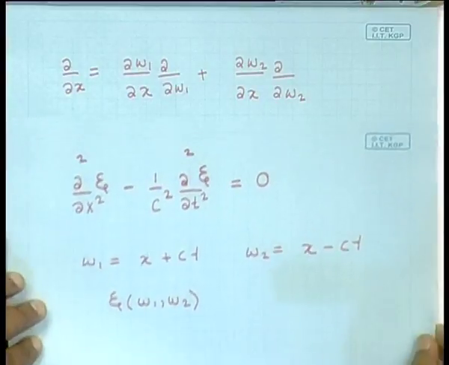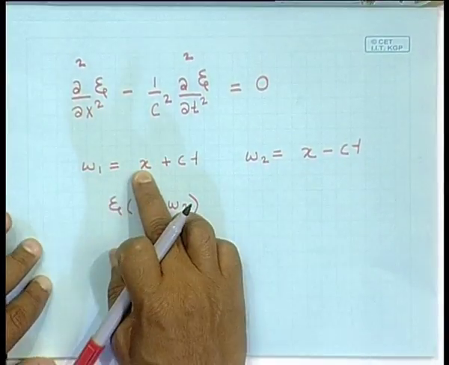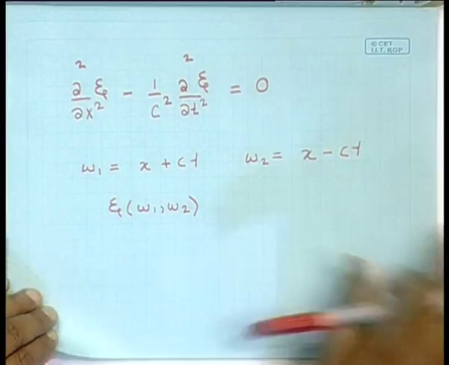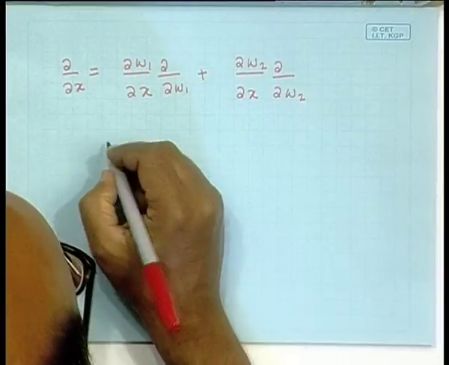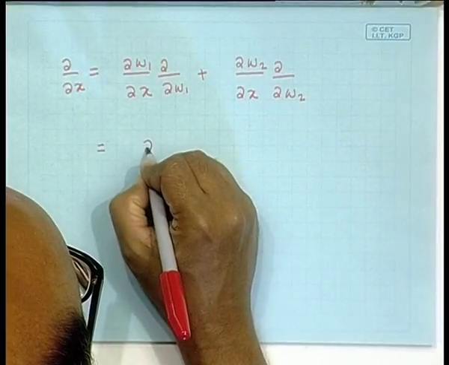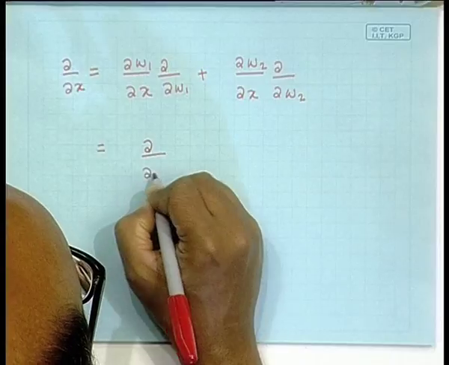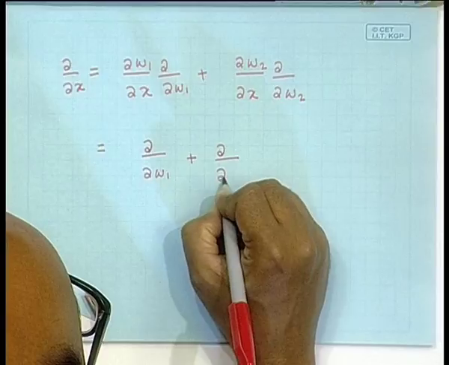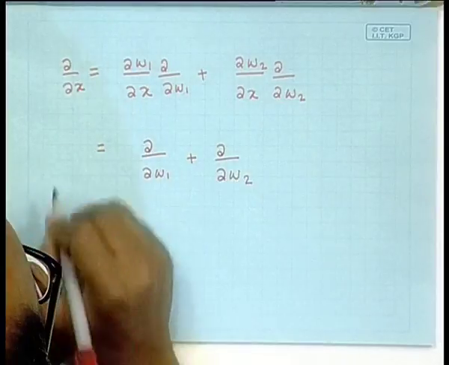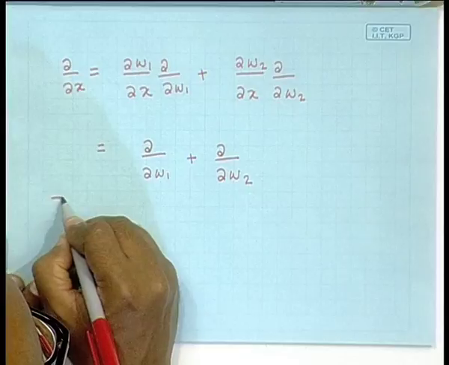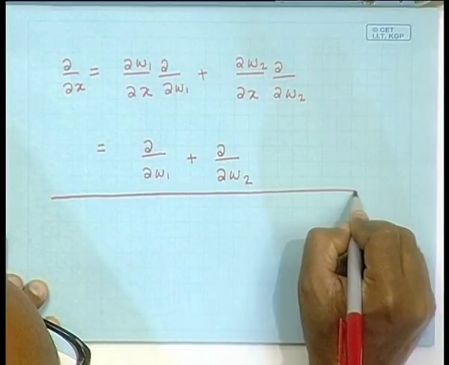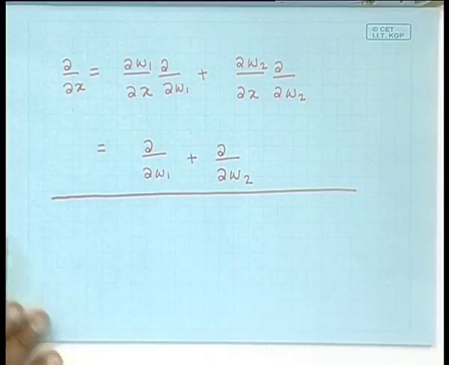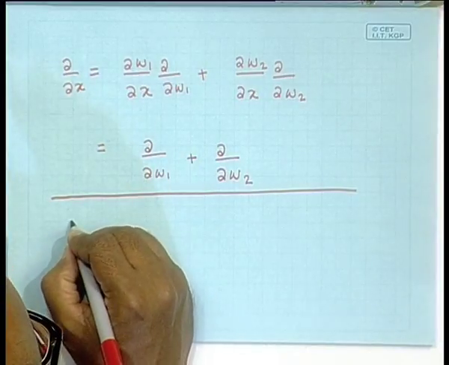So let us go back to our expression for w1. If you differentiate this with respect to x, you get 1. Similarly, if you take the partial derivative of w2 with respect to x, you get 1. So you find that the derivative with respect to x can be written in terms of derivatives with respect to w1 and w2 like this, del by del w1 plus del by del w2. Now let us also work out the derivatives with respect to t.